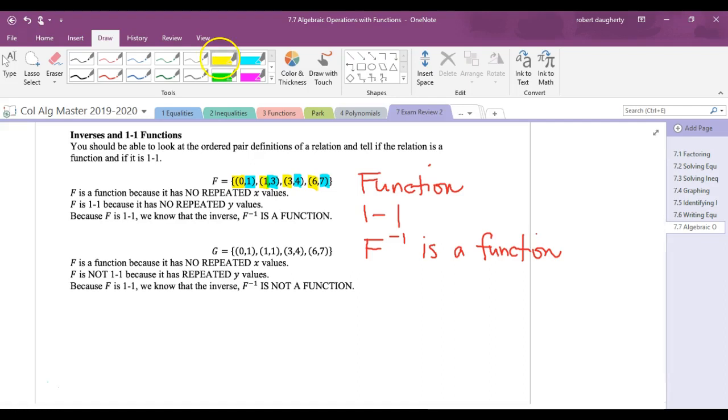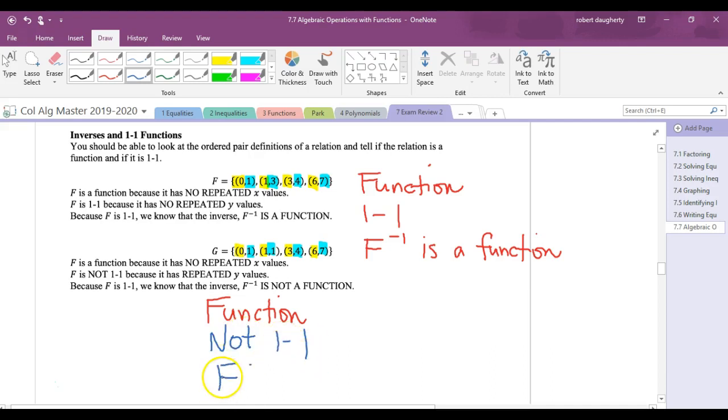Is this a function? 0, 1, 3, 6. Yes, it is a function. Is it one-to-one? 1, 1, 4, 7. I see repeated Y values. This thing is not one-to-one. Therefore, the inverse is not a function.